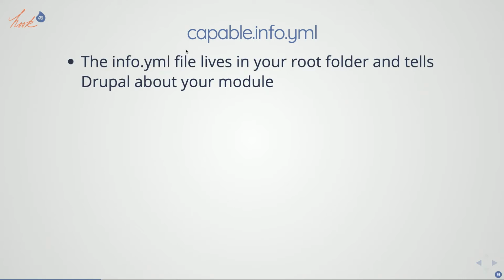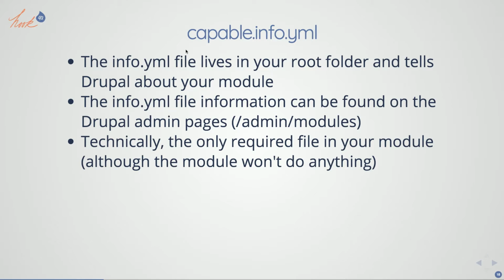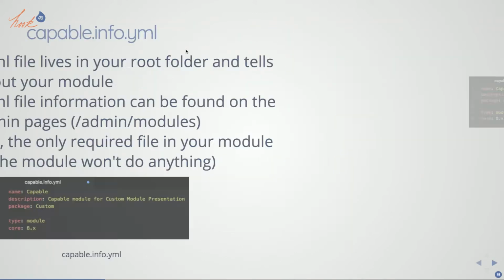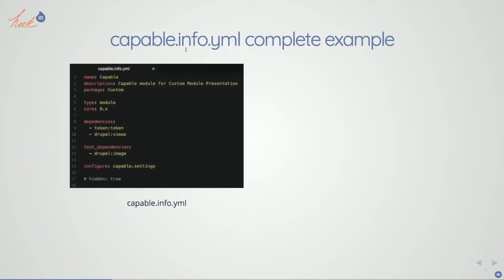Okay, now we're going to start going into the files themselves. The capable.info.yaml file. This is the info.yaml file, and it lives in your root folder, and it tells Drupal about your module. The information can be found when you go to your admin pages. And technically, this is the only required file, but if you put nothing else in, your module is not going to do anything. This essentially just tells Drupal that your module exists and you can enable it, but if you have no code behind it, nothing's going to happen. And here's a more complete example.